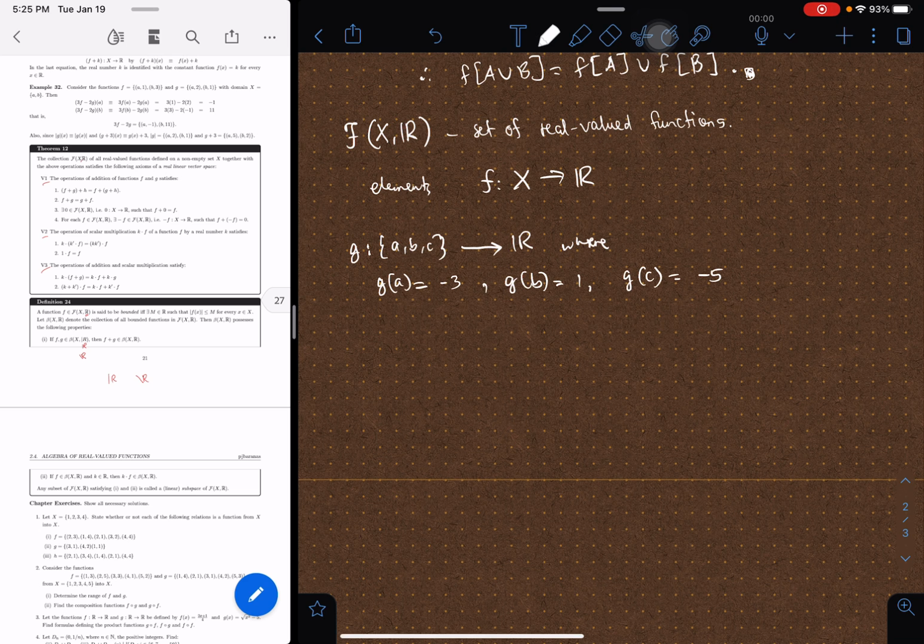So, as a set of ordered pairs, G is the set containing (A, negative 3), (B, 1), and (C, negative 5). If we're going to get the absolute value of G, then we will have (A, 3), we simply get the absolute value of negative 3, so it's positive 3. (B, 1) because 1 is positive, and (C, 5).